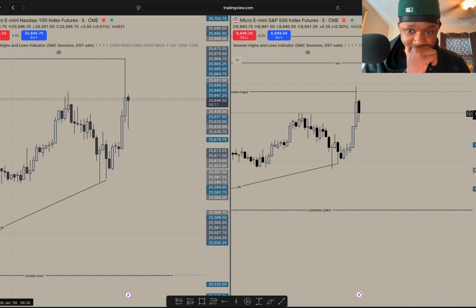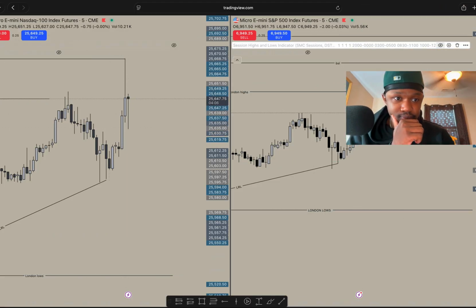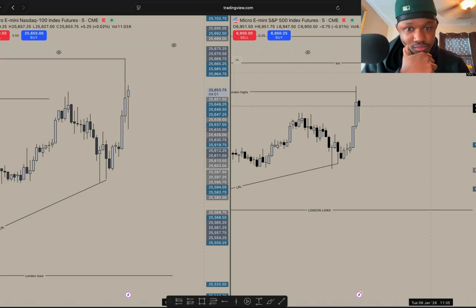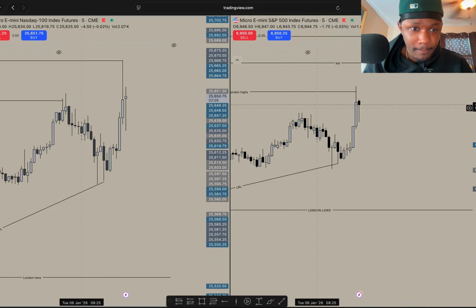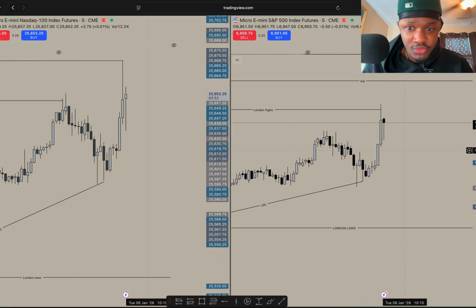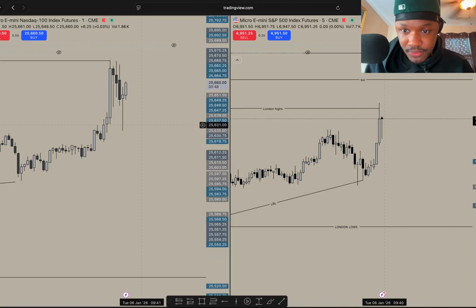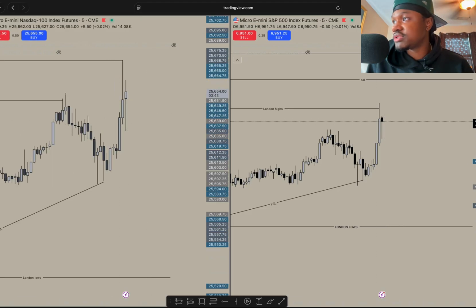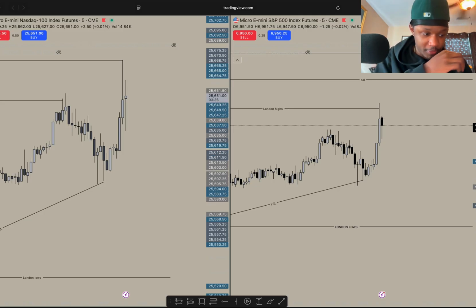Can already tell ES is moving a little bit slowly this morning. NQ's leading the pack in the upside potential. Looks like ES wants to drop a little bit more though. We just delivered crazily out of that. Going to this lower time frame on my other monitor.